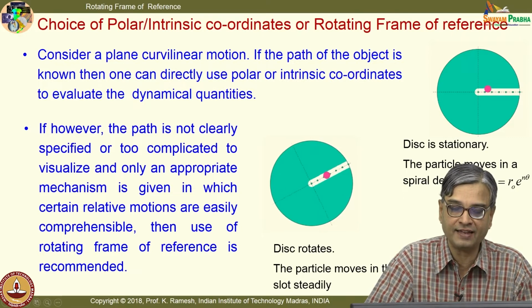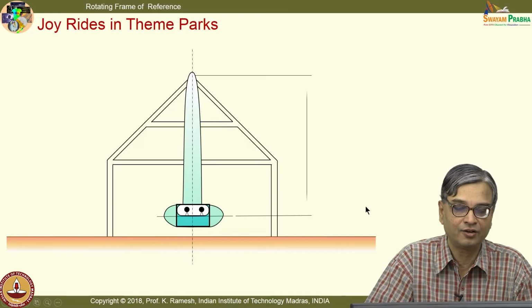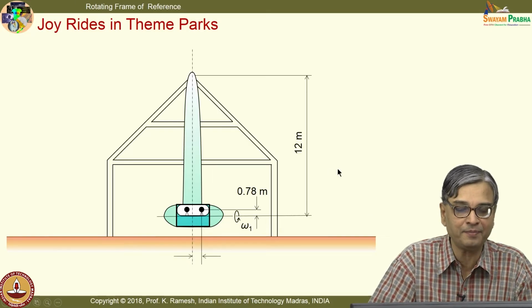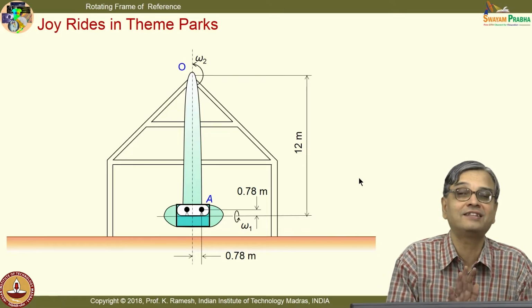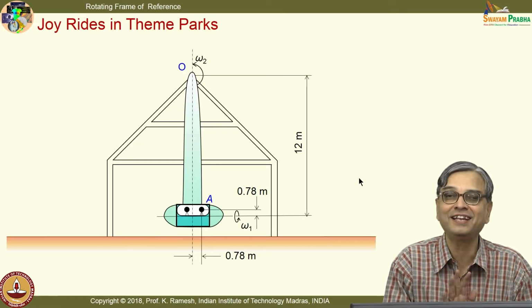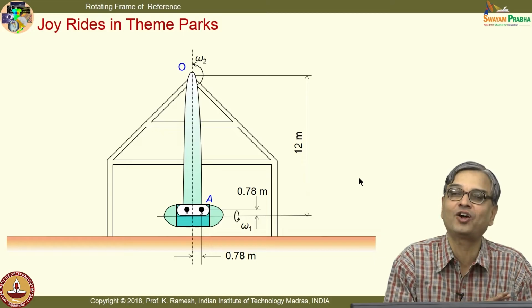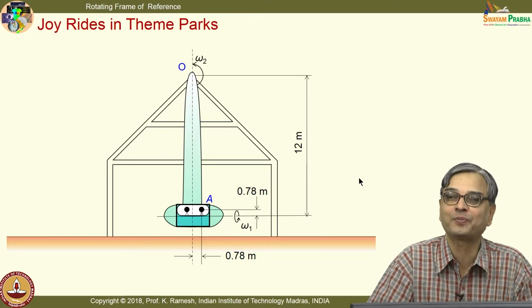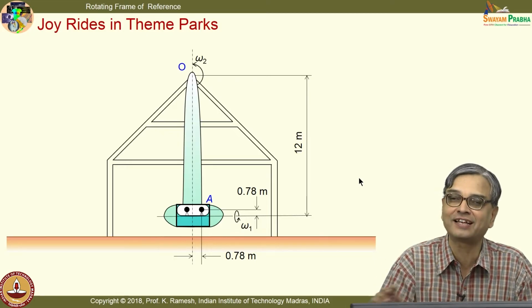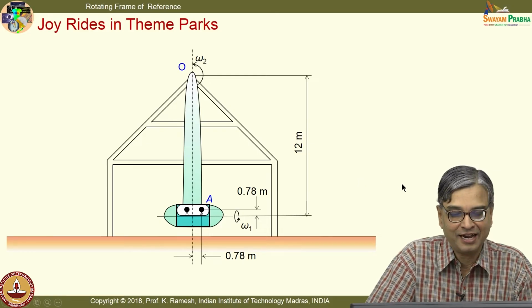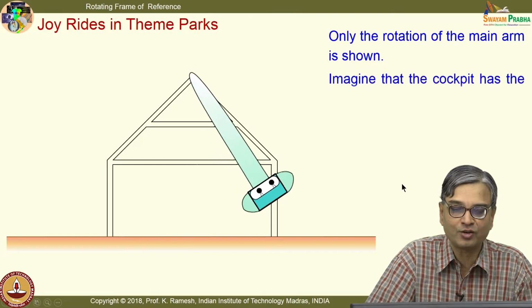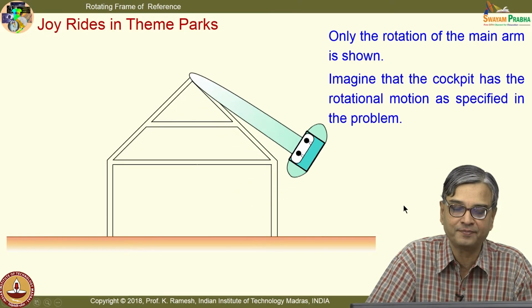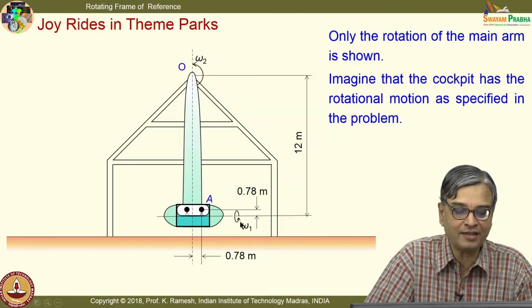And look at another example. You know, there are many theme parks coming up, and you have to be very careful before you select the theme park. See that it is well maintained, fine, and that he has used new equipment, not imported equipment which they discarded abroad and then they are setting up a park. And in all this you have nice joy rides. Okay. So, only the rotation of the main arm is shown, and what is given in the problem?